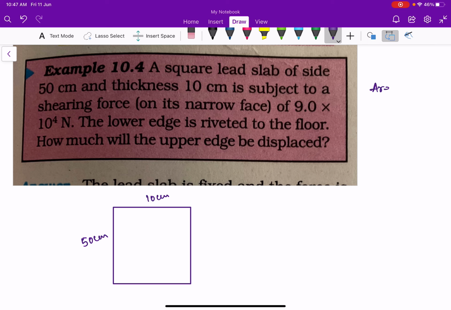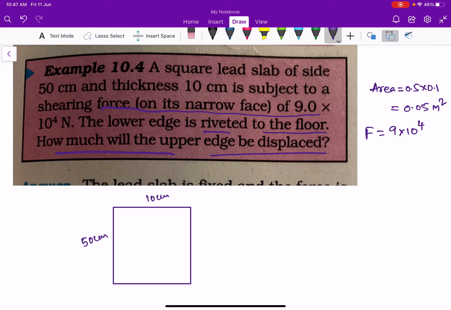So the area is equal to 0.5 into 0.1, that is nothing but 5 by 100, 0.05 meter square. We got the area here. And the shearing force F is equal to 9 into 10 to the power of 4. The lower edge is riveted to the floor. How much will the upper edge be displaced?